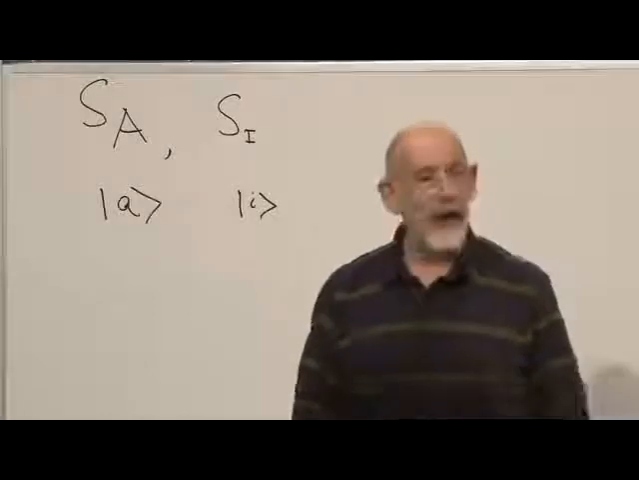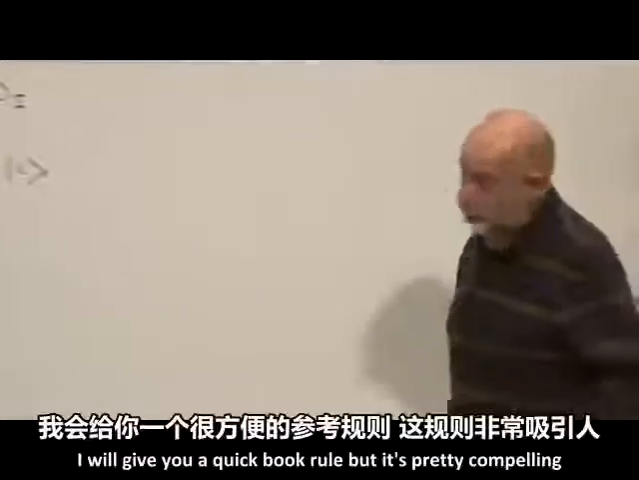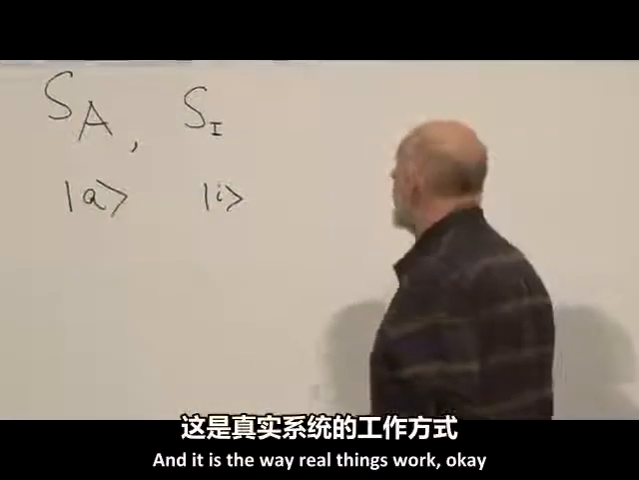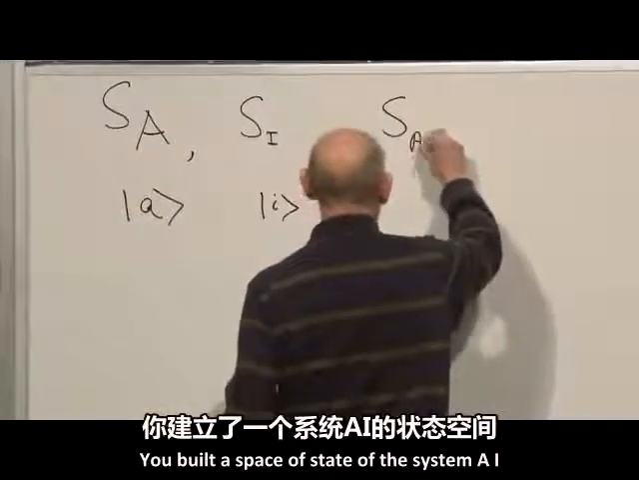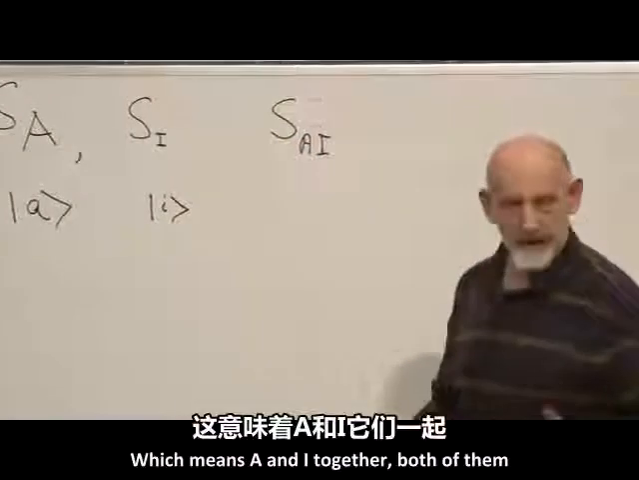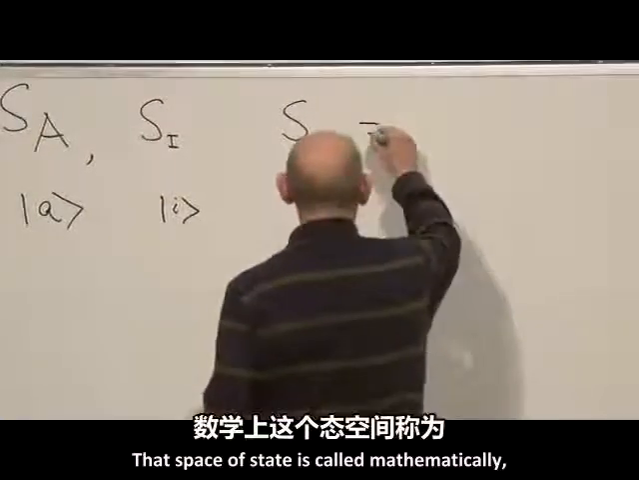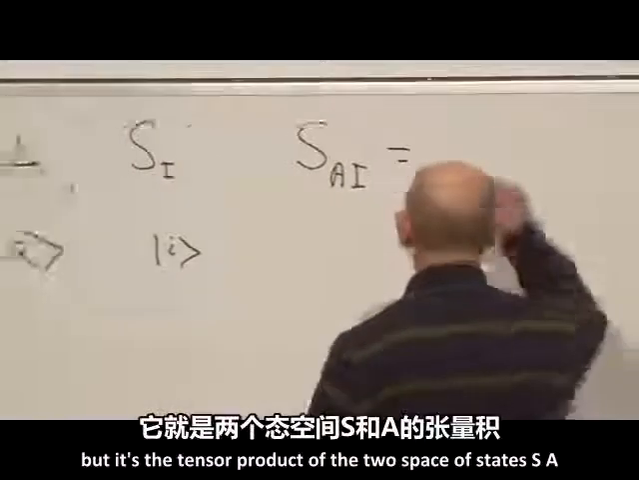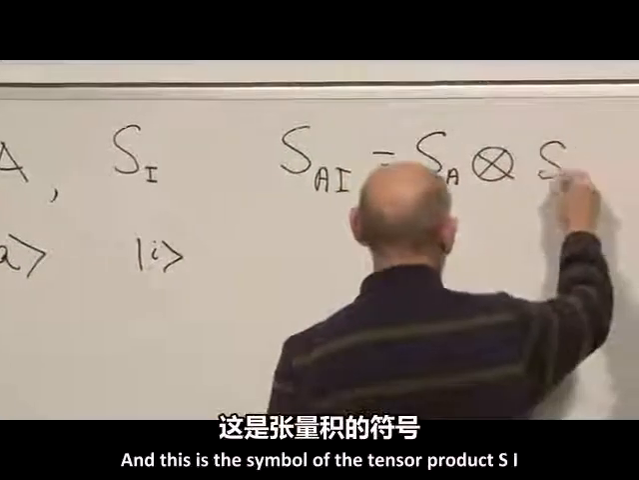Okay? How do we put the systems together and make a single quantum system? Well, I'm going to tell you what the rule is. I'll give you a cookbook rule, but it's pretty compelling, and it is the way real things work. You build a space of states of the system AI, which means A and I together, both of them. That space of states is called, mathematically, the tensor product. I'll tell you what it means in detail, but it's the tensor product of the two spaces of states, S_A, and this is the symbol for tensor product, S_I.